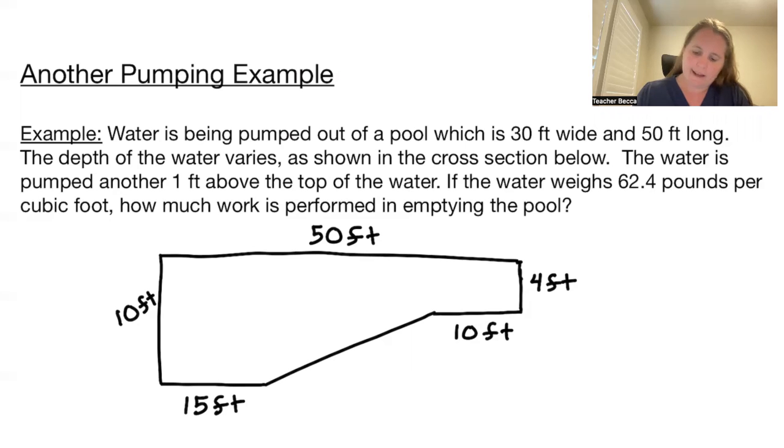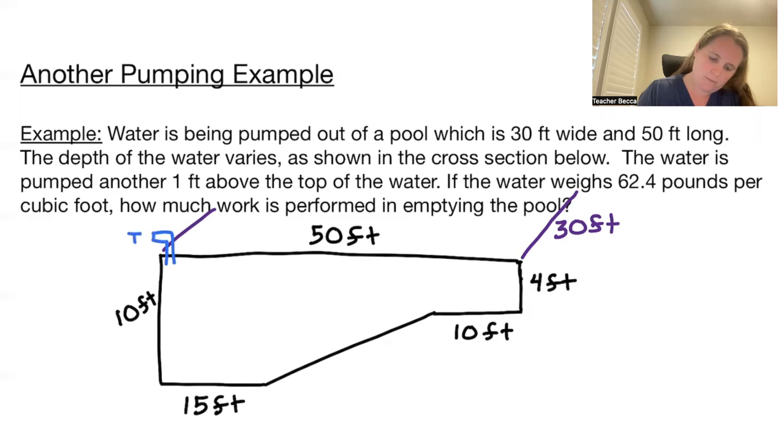So I'm just going to slightly add to this diagram. In addition to this, we have our 30 feet width, right? We have 50 feet long, and then of course the depth changes depending where we are in the pool. So we are pumping water out of this pool an additional 1 foot beyond the top of the pool.